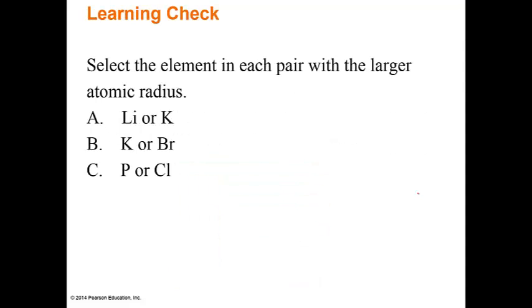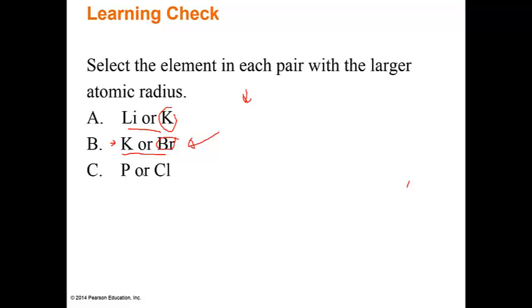So if we had a periodic table, which of these would have a larger radius? Lithium or potassium? Well, we're going down, right? So, what do you think? Yep, it's going to be potassium. All right, now, potassium or bromine? Well, potassium is to the left of bromine, so I'm going to guess it is bromine, okay?